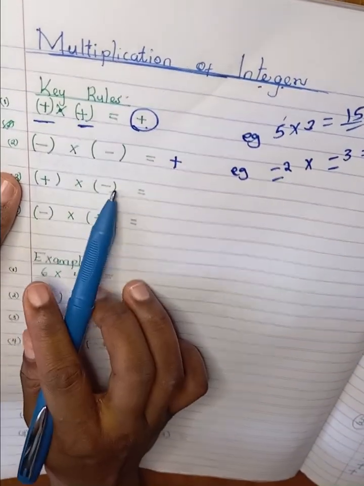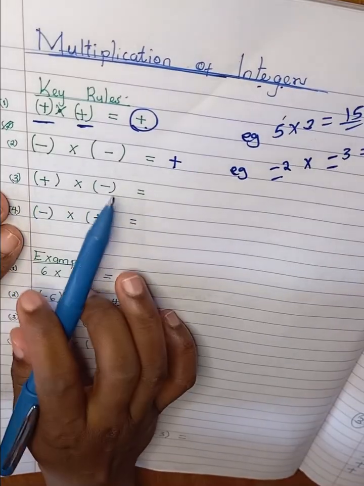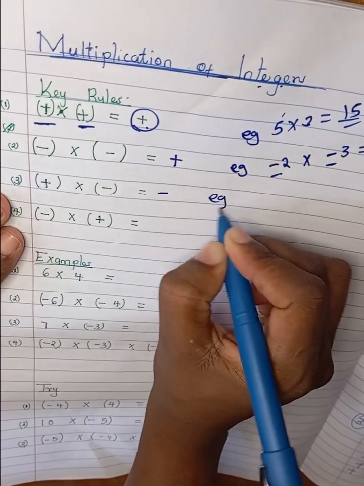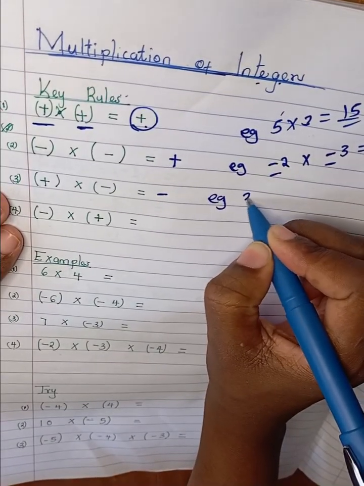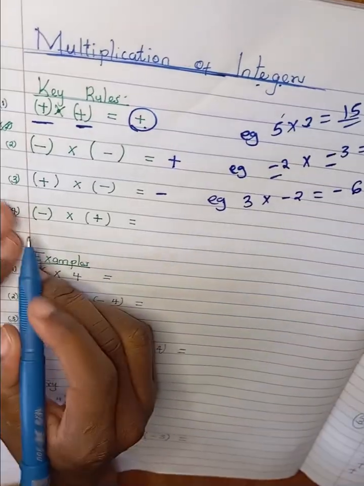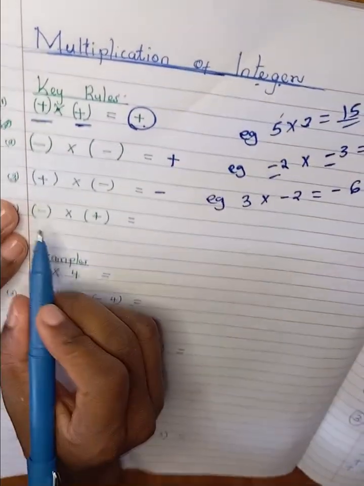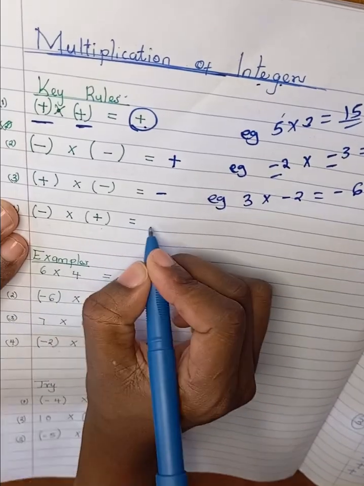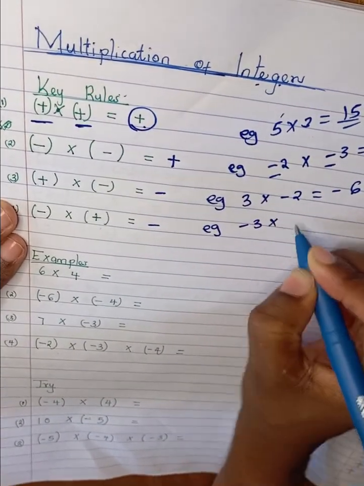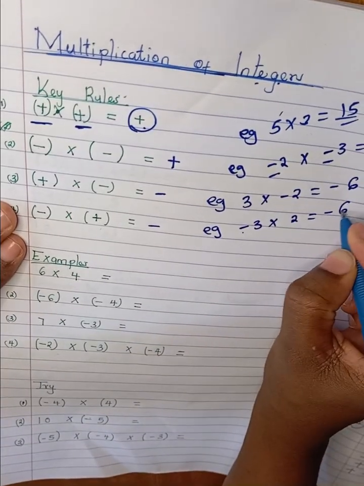This is a positive and a negative. When you are multiplying two numbers with different signs, a positive and a negative, the answer will be negative. For example, let's say 3 times negative 2. The answer will be negative 6. And on this, it's a negative times a positive. So the answer will be negative there. E.g., negative 3 times 2. Definitely, the answer here will be negative 6.